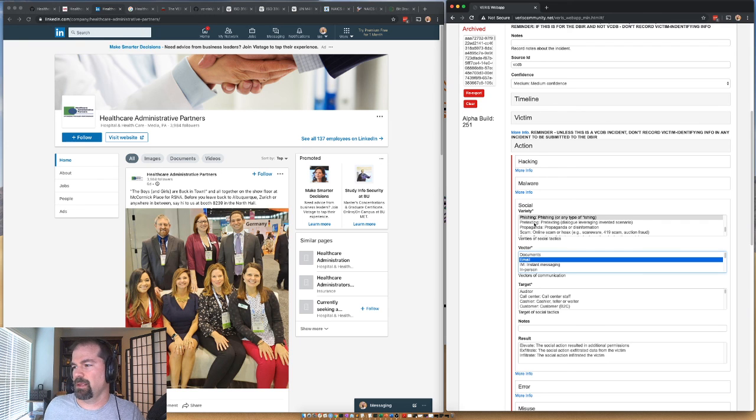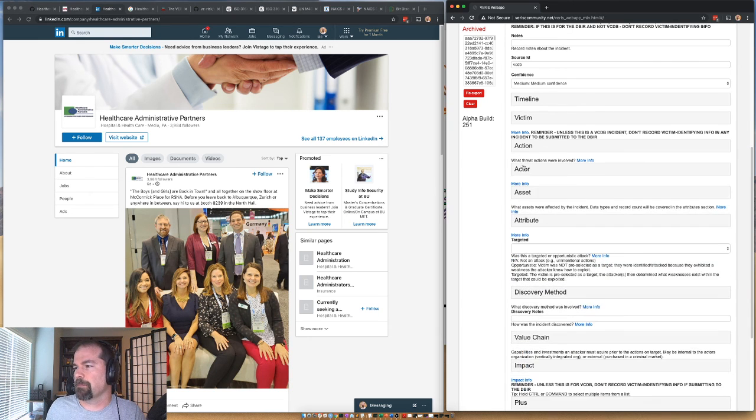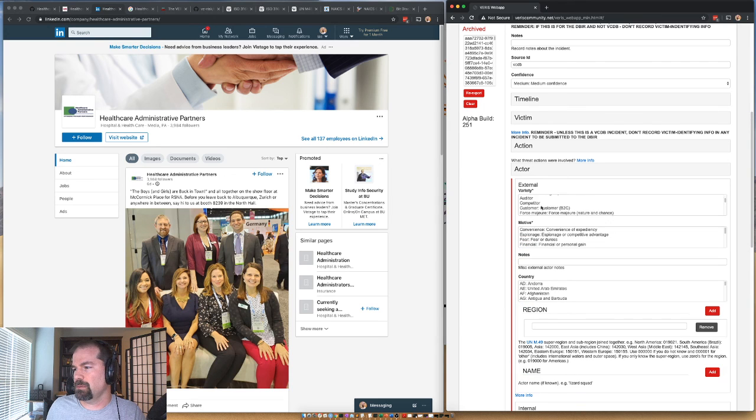I would guess it was a link, but there's no mention of malware, and so we'll probably not get into that side of things. If we had malware, we could choose whether it was provided by a link or directly in the email. But I don't think that applies. Actor, external. These are financially motivated, but we don't know where from.